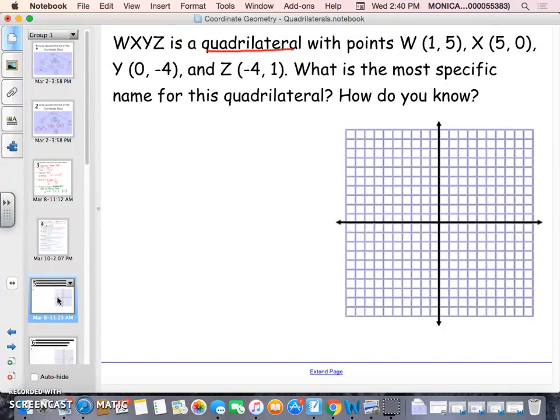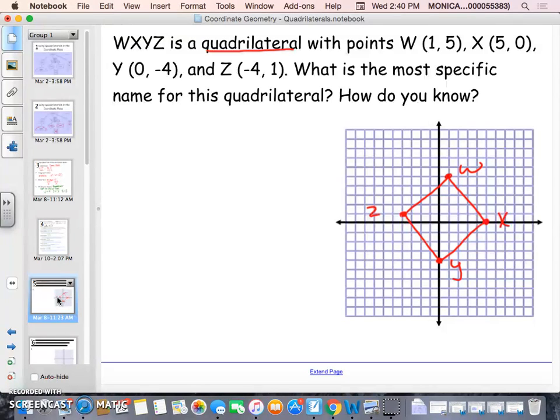I'm going to go over 1 and up 5. Call that W. Call this X. Here's Y. And here we go with Z. Okay, and I'm going to connect the dots. And when I see this picture, I'm thinking this is either going to be a square or it's going to be a rhombus. So I'm going to follow the steps for a square.